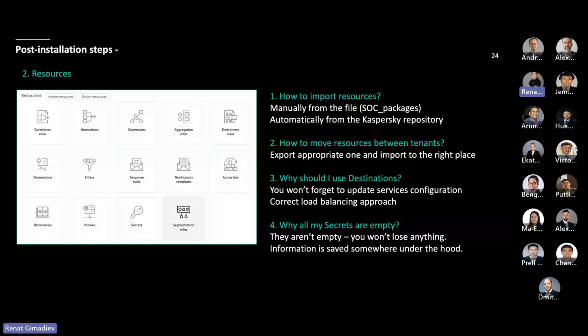So now we have 3 SOC packages. They have different correlation rules, so more than 300 correlation rules. So normalizers, connectors, etc. So all that you see on this screen, everything might be covered by these SOC packages.